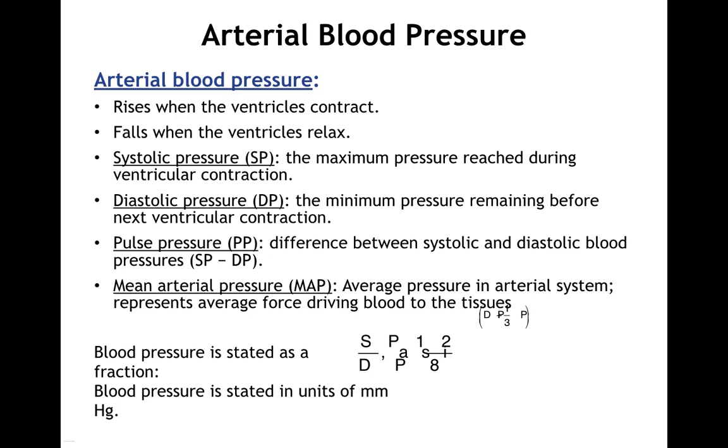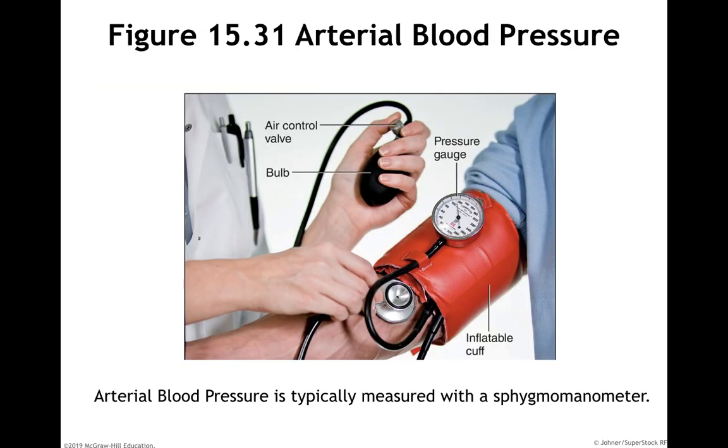And the mean arterial pressure is the average pressure in the arterial system, the average force driving blood through the tissues. This slide really messes up the math formulas, one of the issues I have with Keynote. So what I'm going to tell you is pressure is measured in millimeters of mercury, and you can look at your text to find those calculations that you may need for your homework.